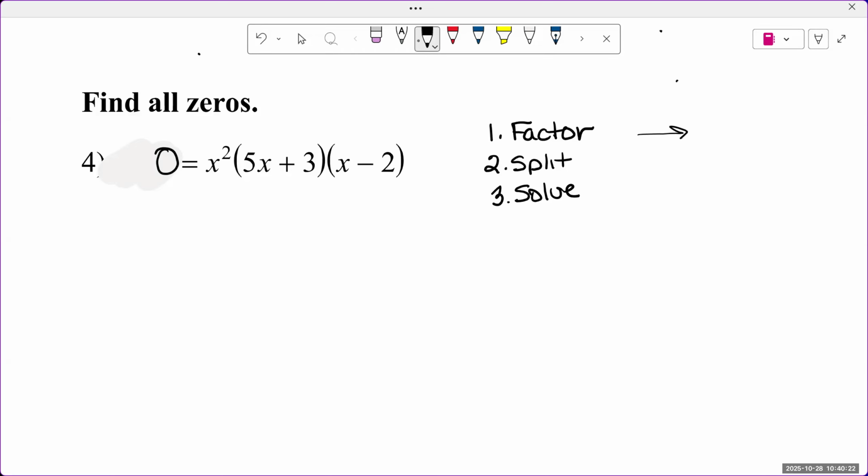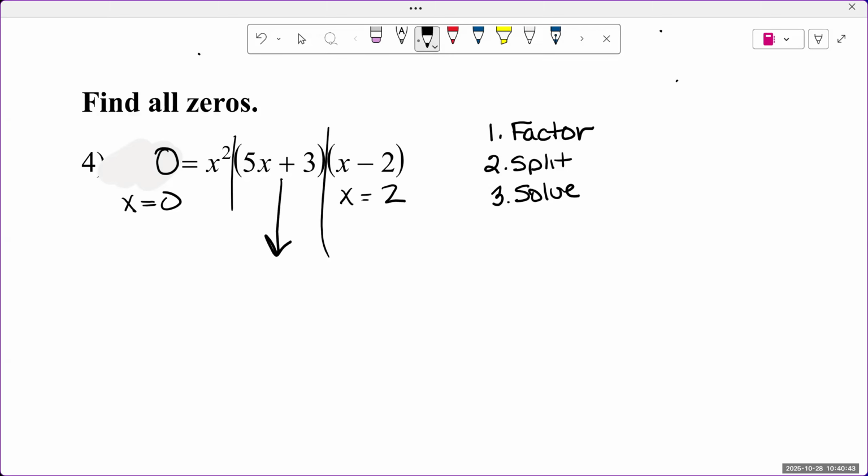And what if it's not factorable? You're going to have to do quadratic formula. But this one's already factored for us, so we're okay. Split and solve. So a lot of you are getting really good. That means x equals 0. That means x equals positive 2.